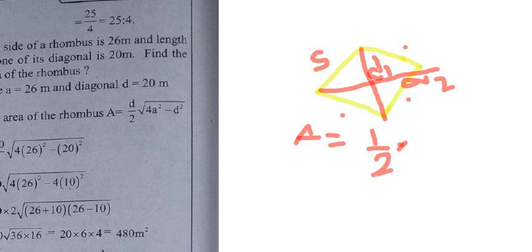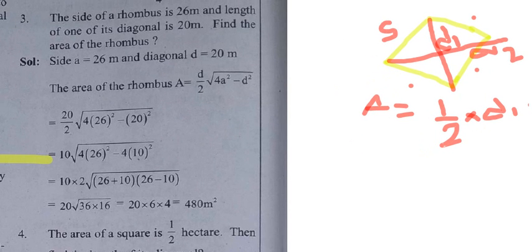So in this particular problem, what they gave is a side value, 26 meters. One diagonal they gave is 20 meters. Then find the area of the rhombus. So we know the D1 value. What about the D2 value, guys? Can anyone tell the answer, how to solve that? Just pause the video and tell me the answer. Now here, this S value is 26.